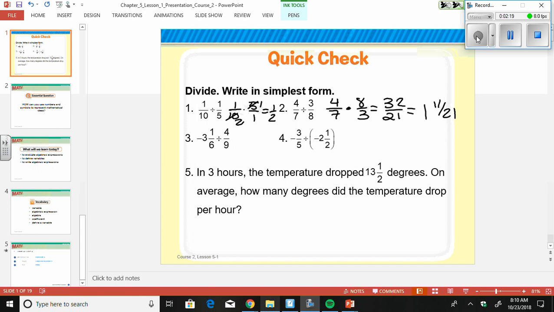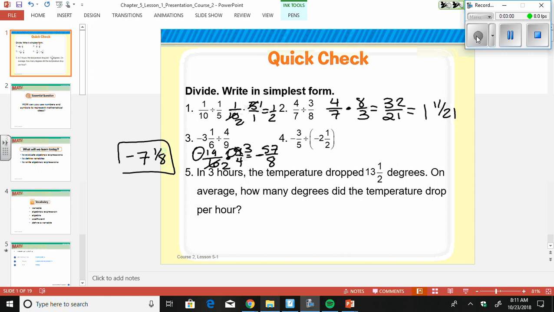First, we have to turn it into an improper fraction, so we get 3 times 6 is 18 plus 1. So we get negative 19/6 times 9/4. 3 goes into both of those. And then we multiply across. So 19 times 3 is 57. And 2 times 4 is 8. A negative times a positive is a negative. 8 goes into 57 7 times. So we get negative 7. What's left over? So 8 times 7 is 56. So we have 1/8 left over. So negative 7 and 1/8.